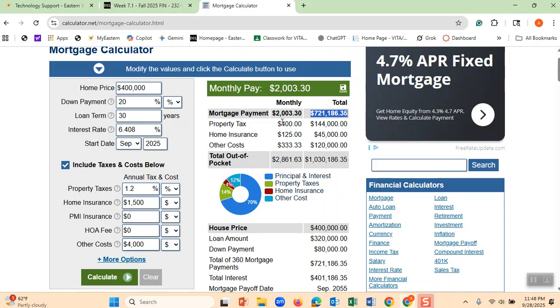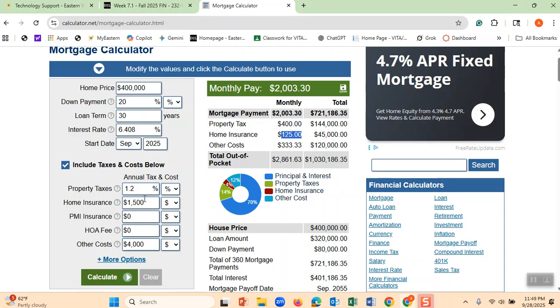Then my property taxes are $400. As you see, 1.2% comes to $400, which means in a matter of 30 years, this is how much I have to pay for the property taxes. I'm sorry, this is per month. Every month I am paying $400 in taxes for the property. And if you multiply this 400 by the 360, that is what we are paying for the taxes for 30 years.